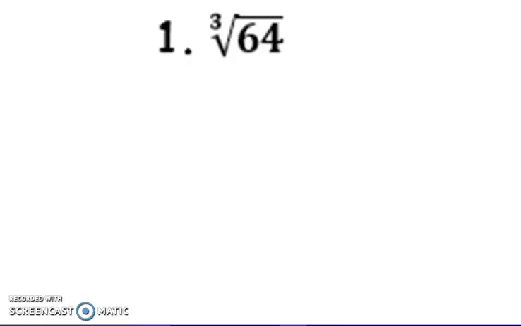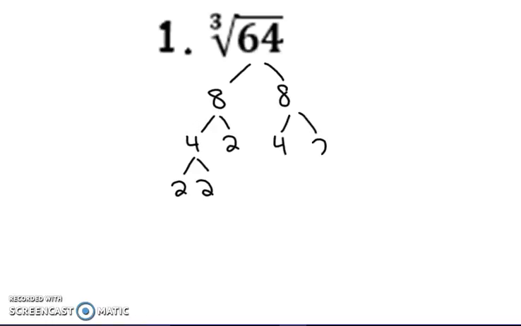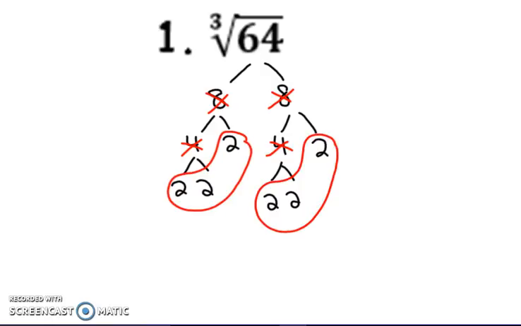If we look at our first example, we're starting with the cube root of 64. So I'm going to start by breaking it down. Well, I know 8 times 8 gives me 64. 8's not prime, so we're going to go 4 times 2 and 2 times 2. I'm going to do the same thing on this side since they're the same number. From here, I'm going to cross out all my non-prime numbers. I don't need 8. I don't need 4. 2's are all prime. Now I'm going to circle my triplets. Well, I have 3 2's here, and I have 3 2's there.